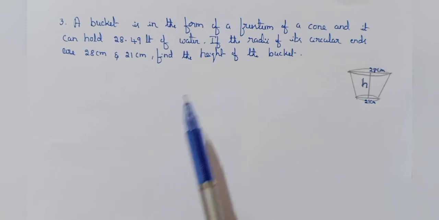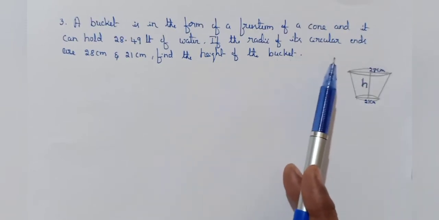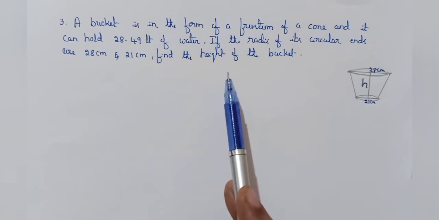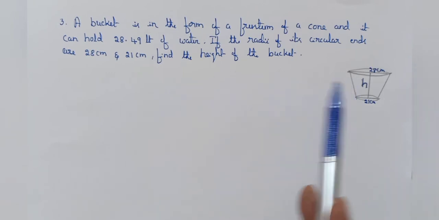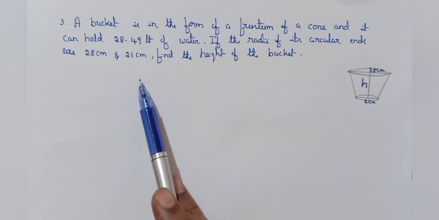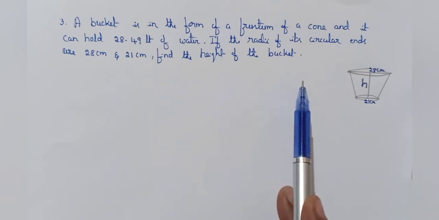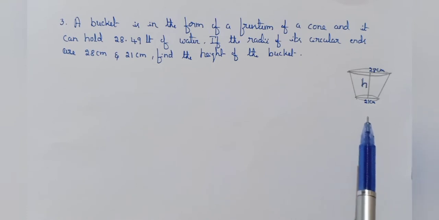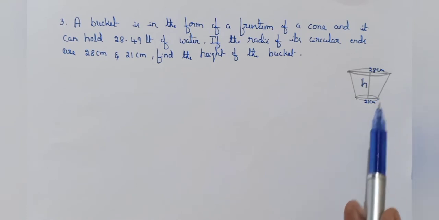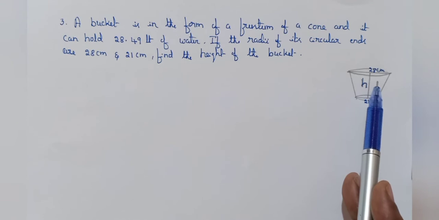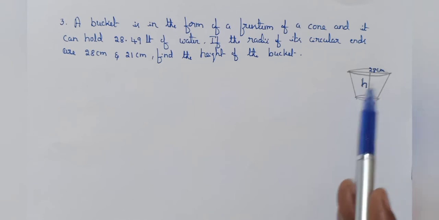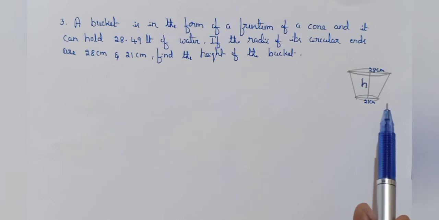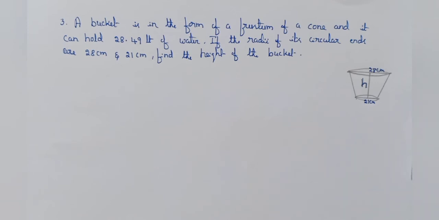A bucket is in the form of a frustum of a cone and it can hold 28.49 liters of water. If the radii of its circular ends are 28 cm and 21 cm, find the height of the bucket. Here, the radii of the two circular ends are given, 21 cm and 28 cm, and then the volume of the water is given, 28.49 liter. You have to find the height of the bucket.